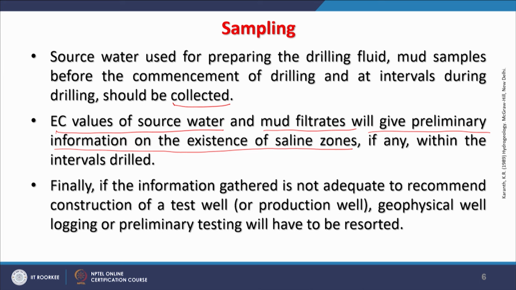So, in this sampling case, finally the information gathered sometimes may not be adequate for the recommendation of construction of a test well or production well. Then geophysical well logging or preliminary testing will have to be resorted to, and that is almost the final step in groundwater exploration: once a hole has been prepared, whatever method has been applied for drilling, all records have been kept and all references have been prepared. Now, still we may not have the adequate information required for a test well or a production well.